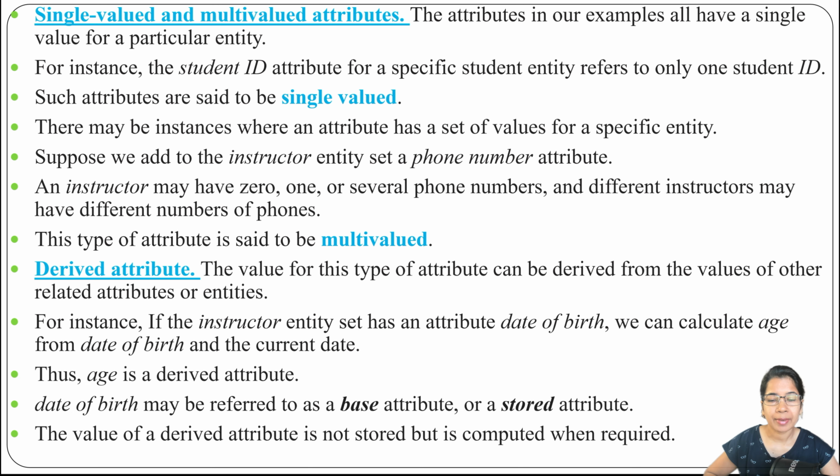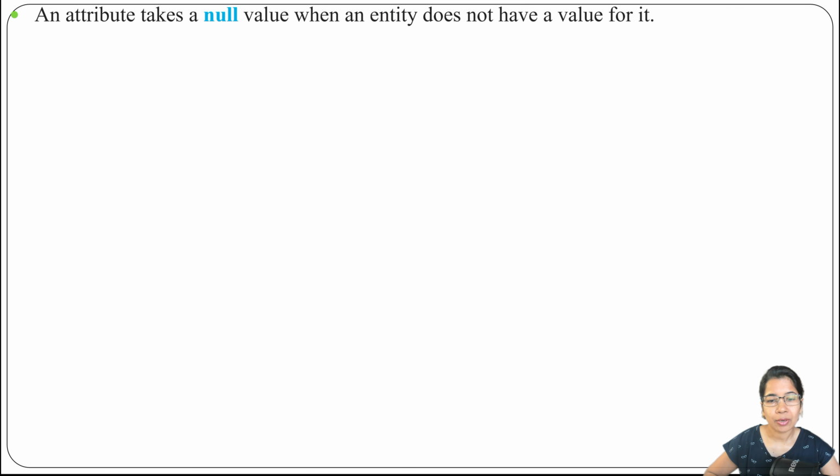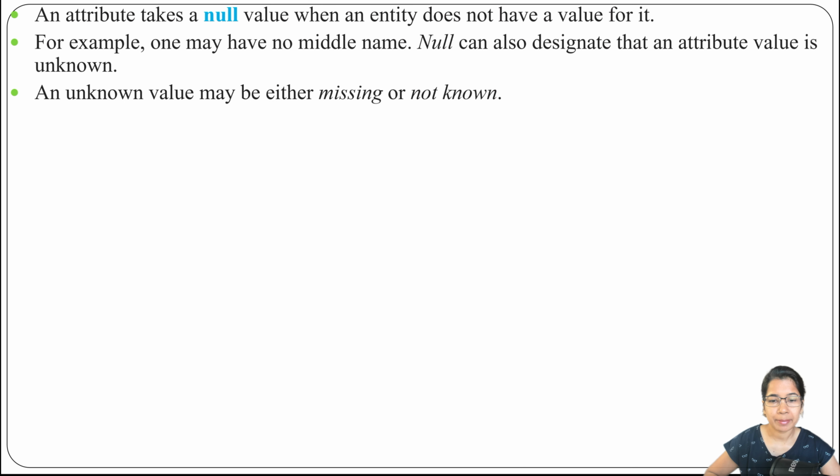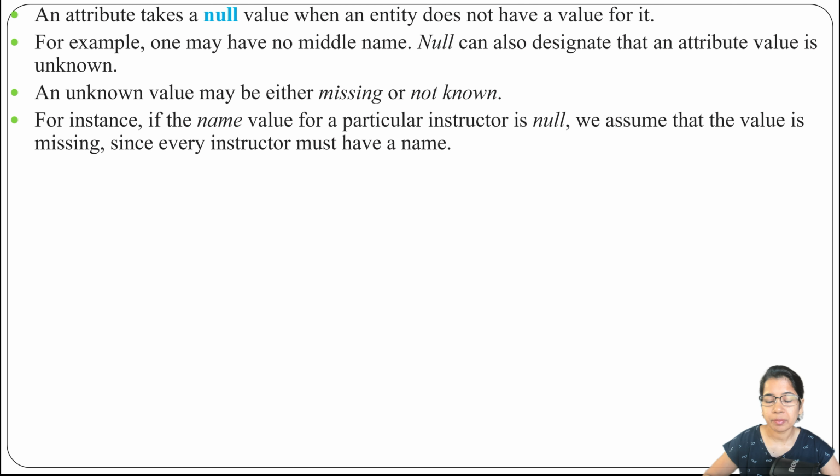Suppose we don't have the value for a particular attribute, we can write null. So an attribute takes a null value when its entity doesn't have a value for it. It may be missing or unknown, okay? Suppose one instructor's name is null, it means it is unknown. But the ID value cannot be null.